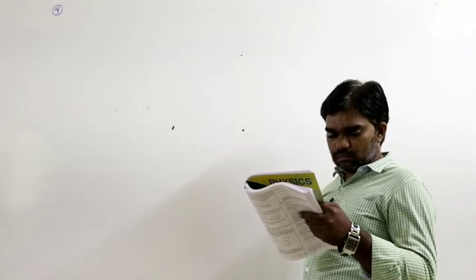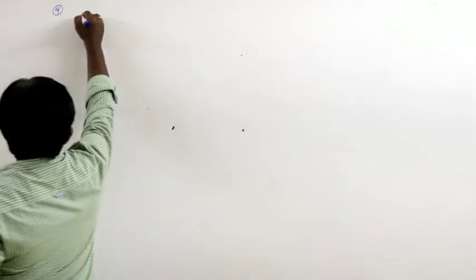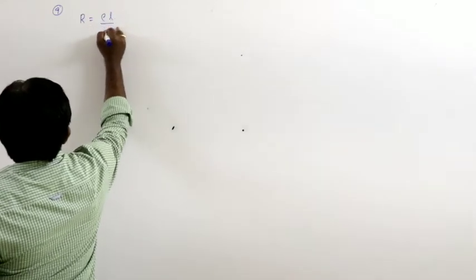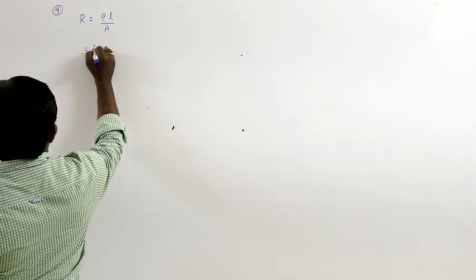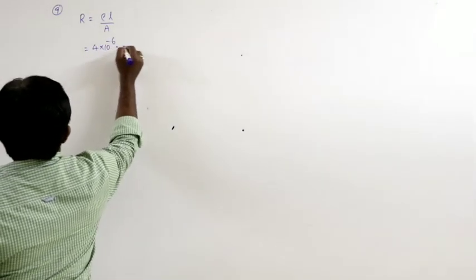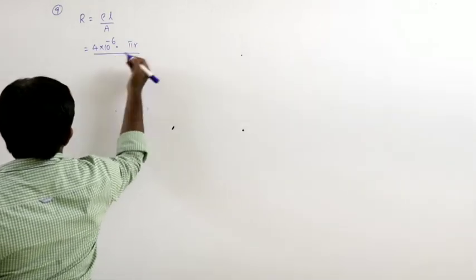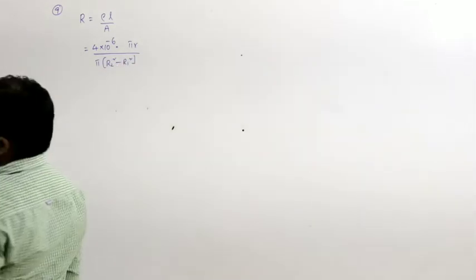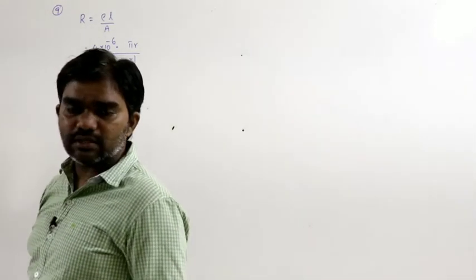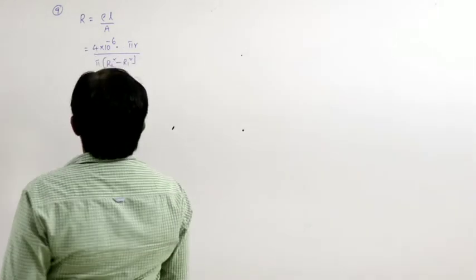Then what is the resistivity and what is the resistance between? The resistance formula is R is equal to rho L by A. Rho is given as 4 into 10 power minus 6. The length of the circular path is pi r, and the area uses the inner radius and outer radius.